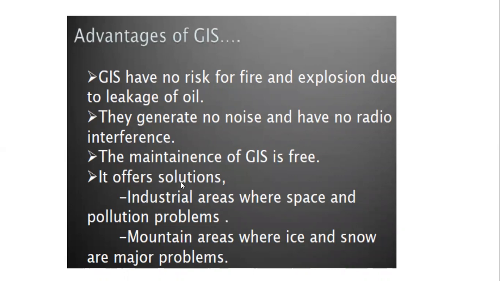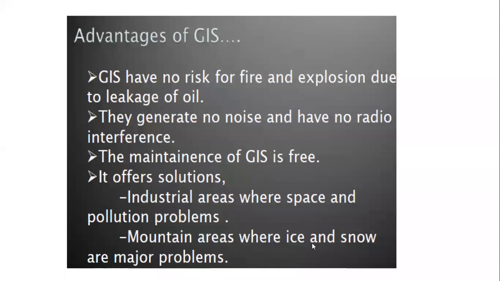It offers solutions in industrial areas where space and pollution are problems. In industrial areas the space requirement is very high and some pollution problems are also present. For these reasons we use the GIS, the gas insulated substation, as the substation. This type of substation is placed indoors only.